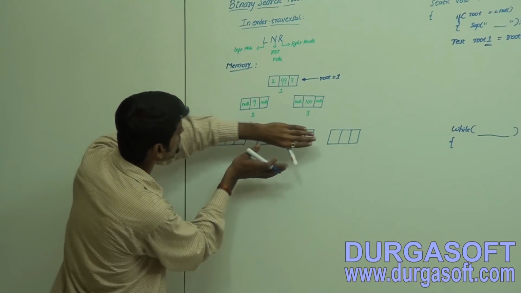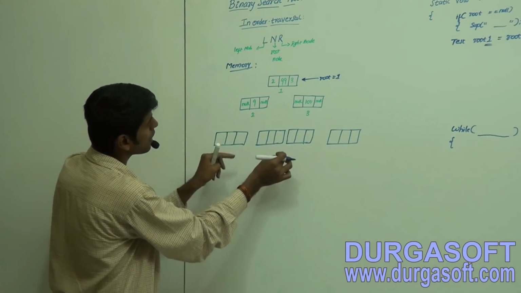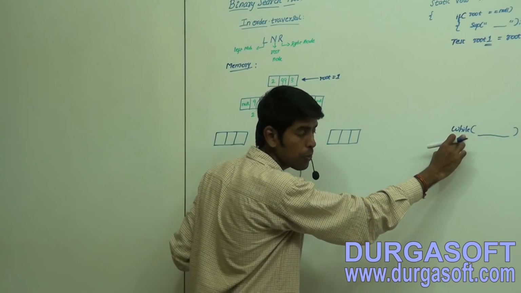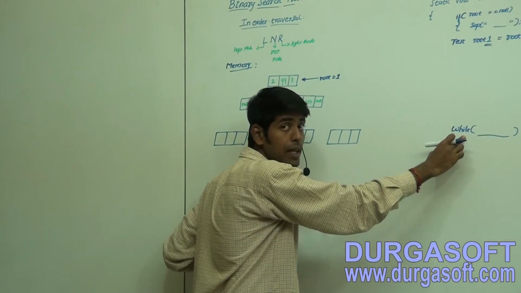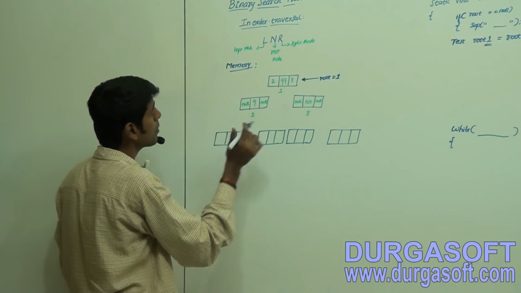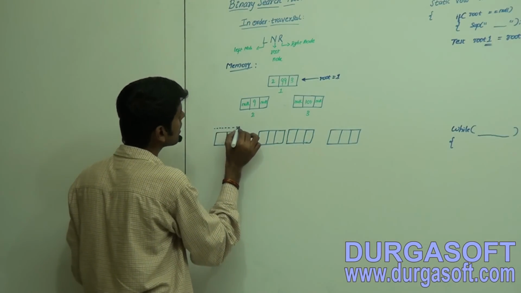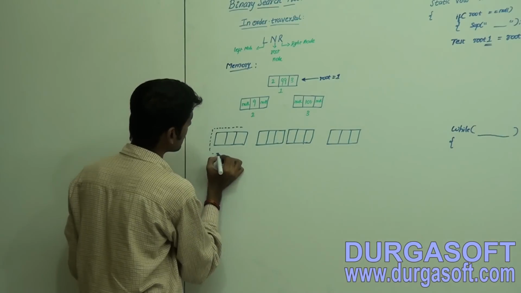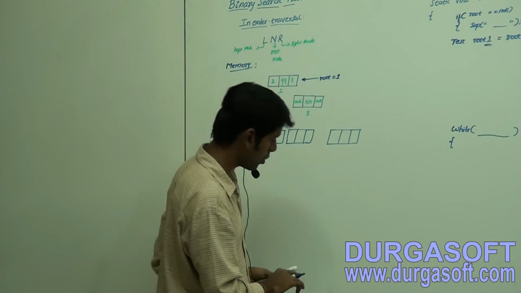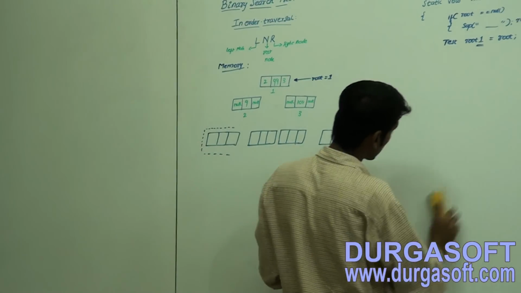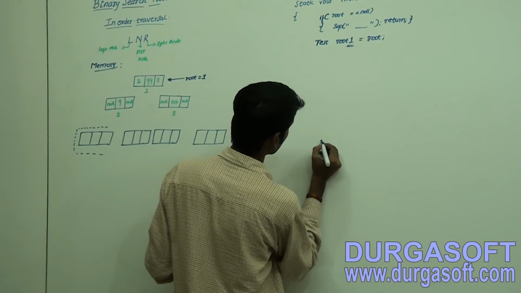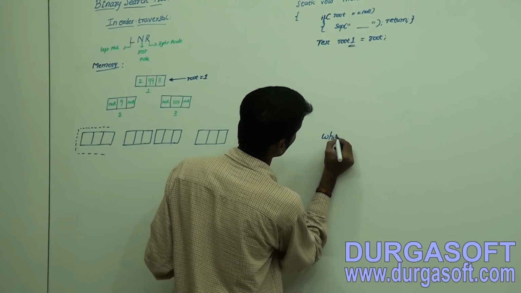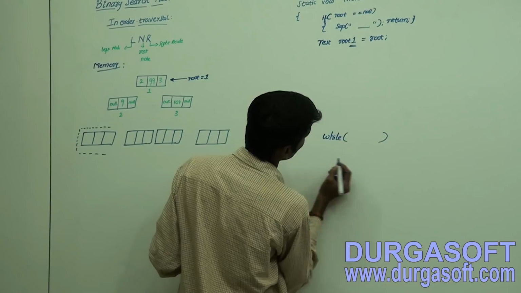Think that these nodes are not available in the memory. Why did I put this? To make you understand that we have to take a while, I mean an iterative statement. If you are having n number of nodes, then compulsorily we should go with an iterative statement. That's why I took it, and I don't know yet what condition to write in the while statement.